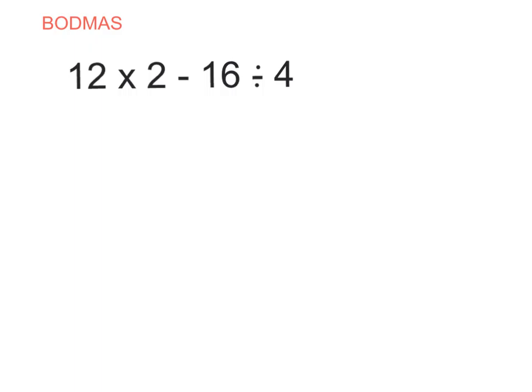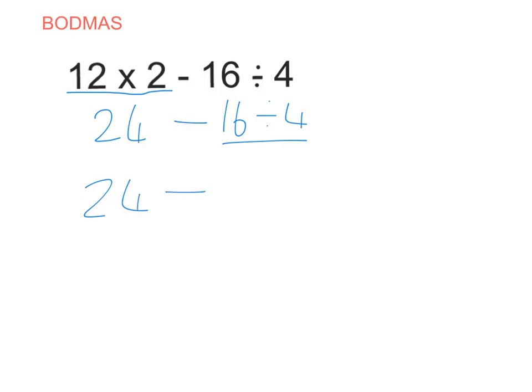Okay, in this example, we have a multiplication, and it comes before the division, so we'll do it first. 12 times 2 is 24. Take away 16 divided by 4. We now have a subtraction and a division. Do the division first, so 16 divided by 4 is 4. 24 take away 4 gives us 20.